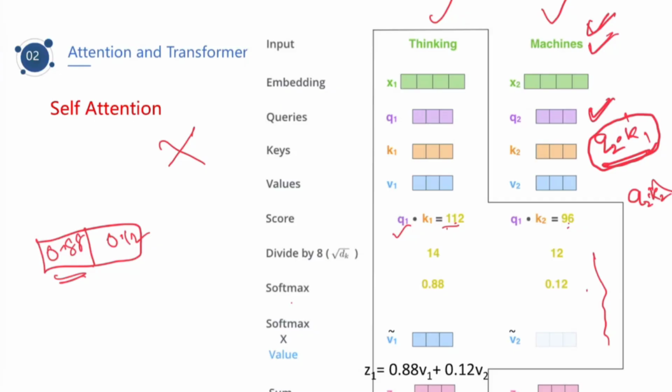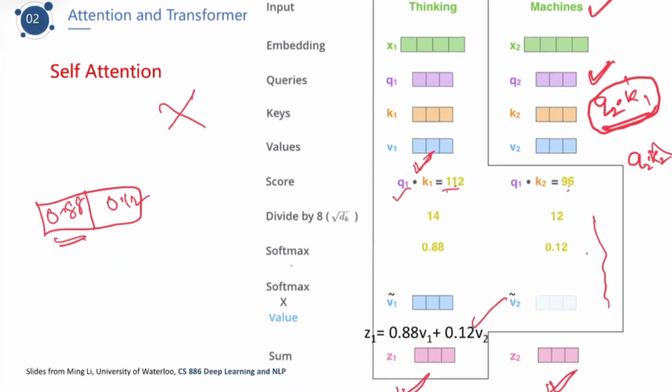And that will give you the attention values of thinking with respect to every other word. Then you are going to use that attention value and multiply it. We are going to take the linear combination of all those word vectors with the help of this attention vector. And that will give you this. Okay, so this part, I think, would be clear to everyone.